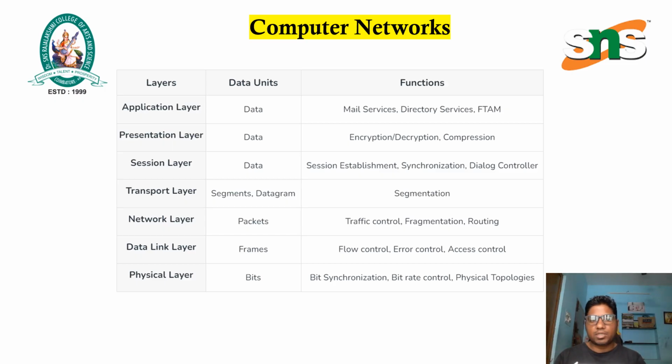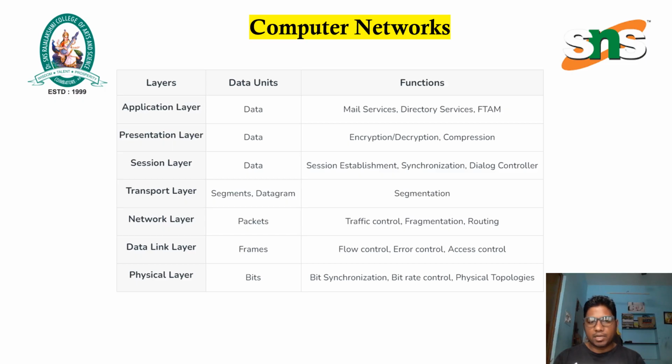Next is the transport layer. Its data unit is the segment or datagram. Its function is segmentation, which is splitting up the data into partitions. Next is the network layer. Its data unit is the packet. Its functions are traffic control, fragmentation, and routing.